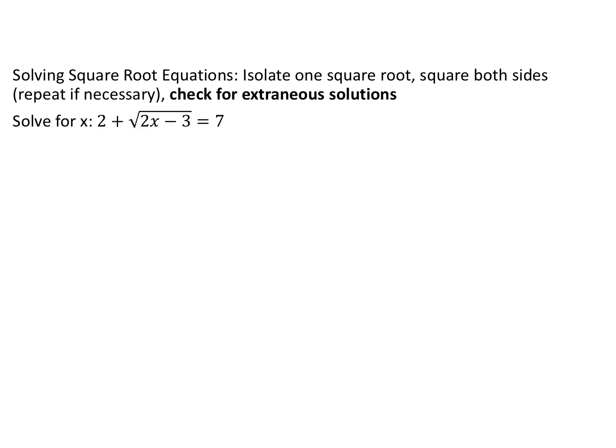The next type we're going to look at is square root equations. So just like the absolute value, we're going to isolate the square root first. If there's square roots on both sides, you may have to do this twice, but isolate the square root and then undo the square root. The key piece on square root equations is we always have to check for extraneous solutions. So go ahead and pause the video and see what you can do for this one.